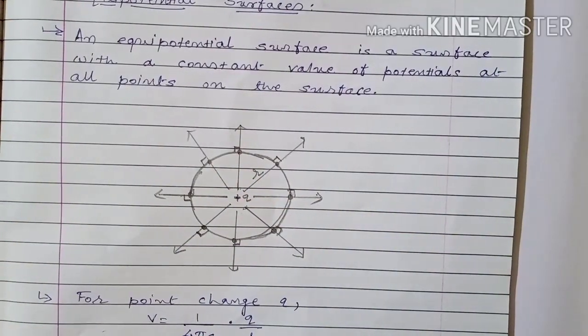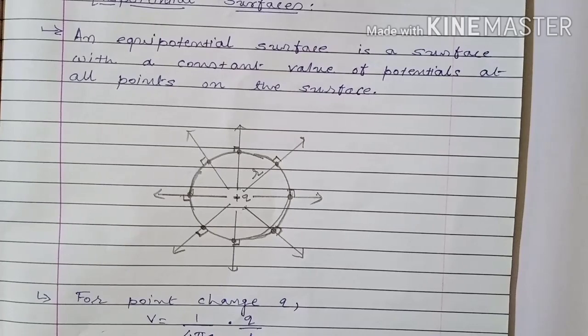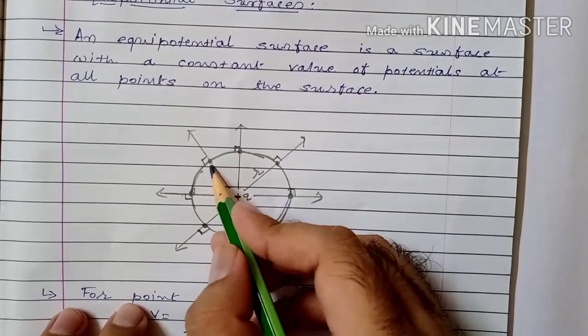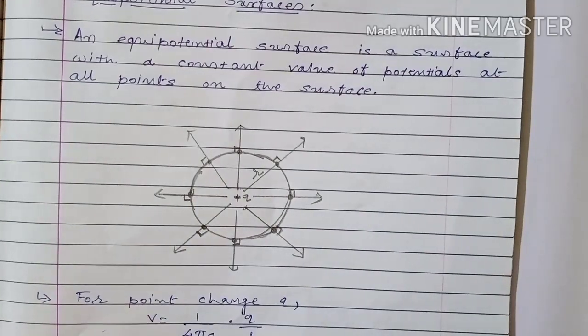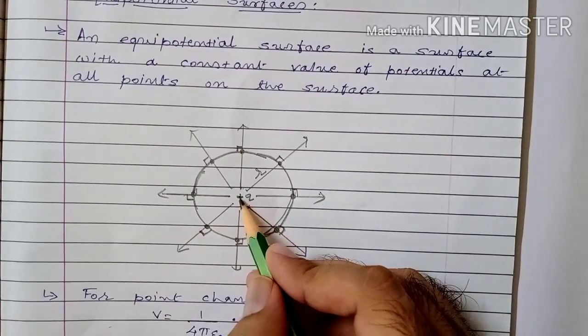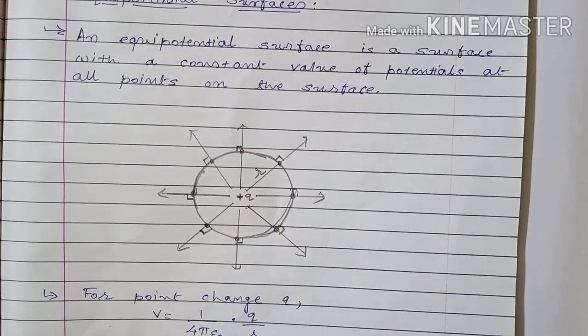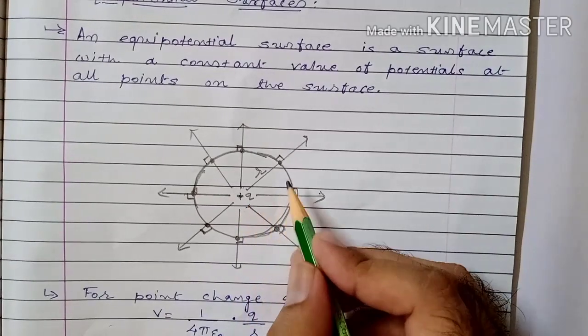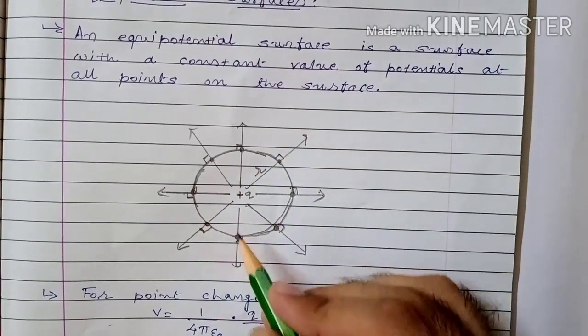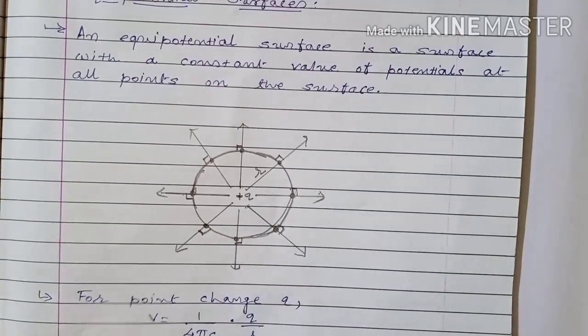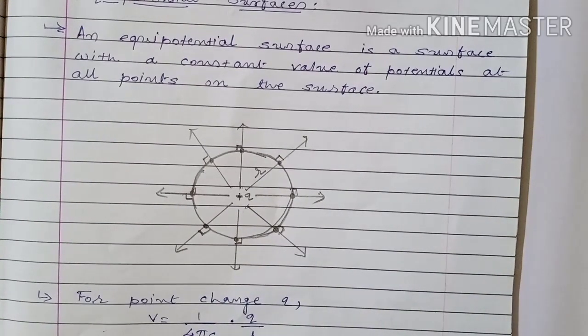In the figure it looks like a circle, but we have to think of three-dimensional space. It means we have to consider a sphere. If we consider one sphere and keep the charge at the center of the sphere, then at each and every point of the sphere the potential will be the same. Therefore that type of surface is called an equipotential surface.